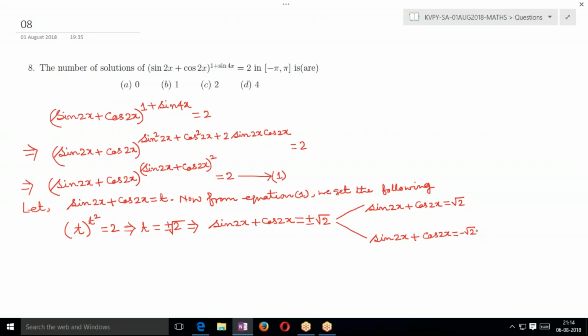You make it 2 power 1, 2 power 1 by 2, 2 power 1 by 4, and you'll see that you are getting it. For example, here t is equal to 2 power 1 by 2. You put t equal to 2 power 1 by 2, you'll get it. Let me show you how we can get it.